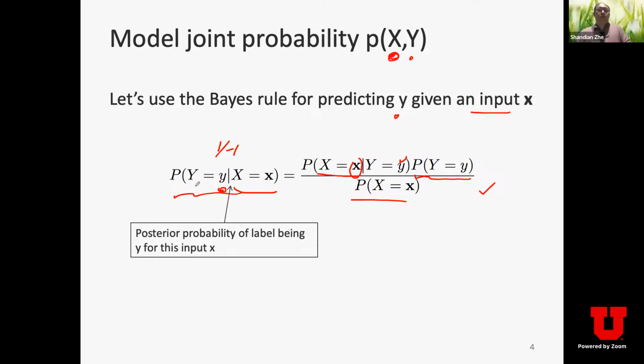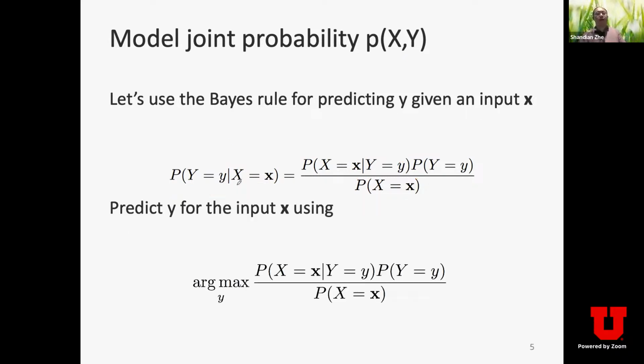You can use Bayes rule to compute the probability that, given you observed input X, you take this specific label. And then finally, when we decide our prediction, we can just pick the particular label that gives the largest posterior probability. Does it make sense?